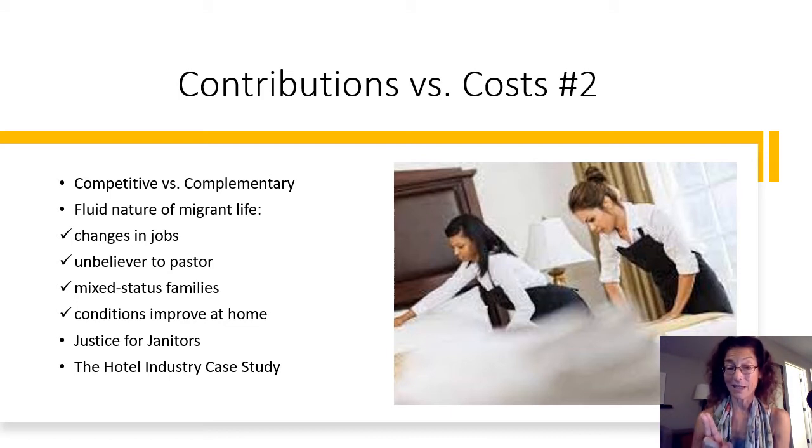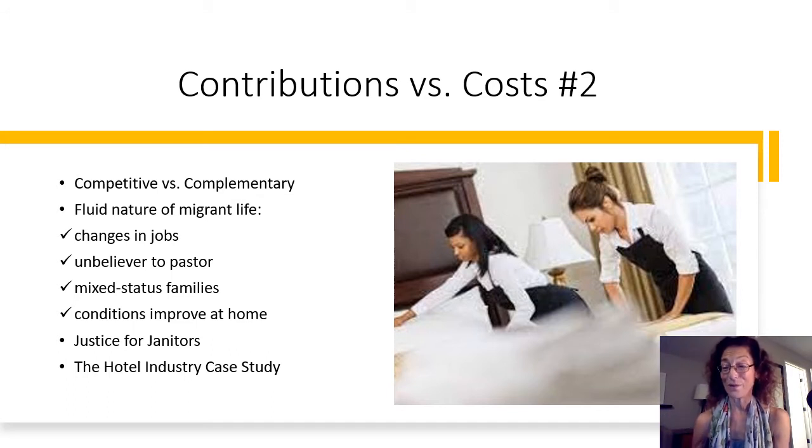That's a mixed status family, right? So in mixed status families, you may have people that are complementary and people that are competitive. If you're looking at the household unit, and remember we talked about that, immigration theory looks at what is the unit? Is it the individual? Is it the household? If you look at the household unit, you get a very different picture than if you look at the individual.